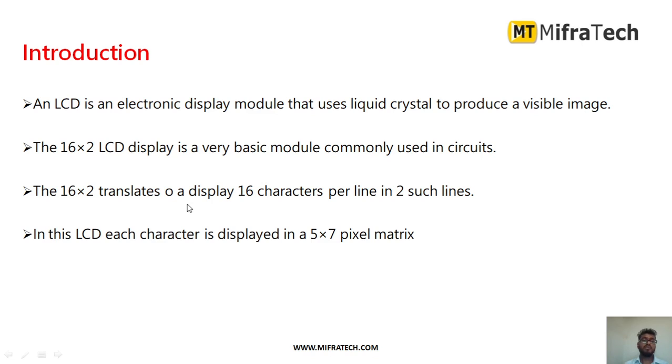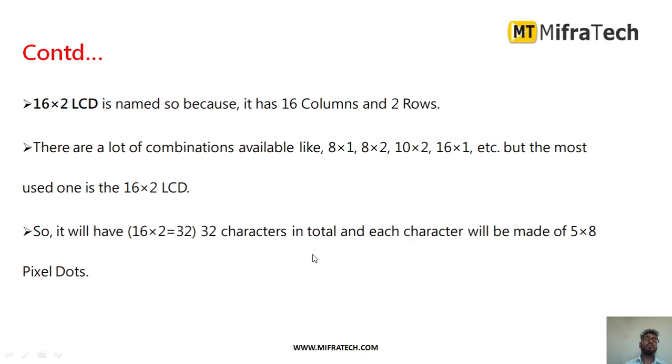So the 16x2 translates to a display of 16 characters per line and two such lines. So it has two lines and you can display up to 16 characters in each line. In the LCD each character is displayed as a 5x7 pixel matrix. The 16x2 LCD is named so because, as I told, it has 16 columns and 2 rows.